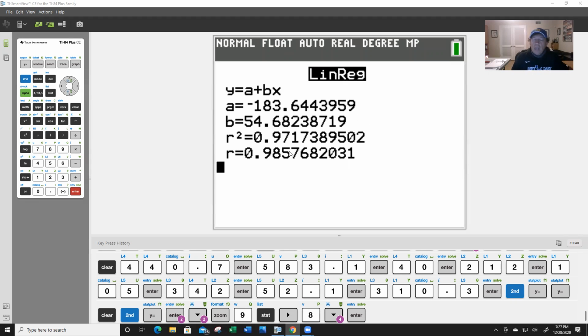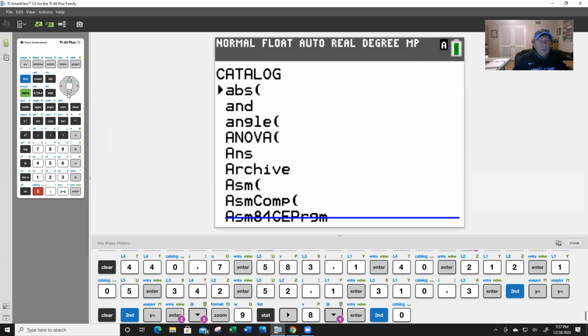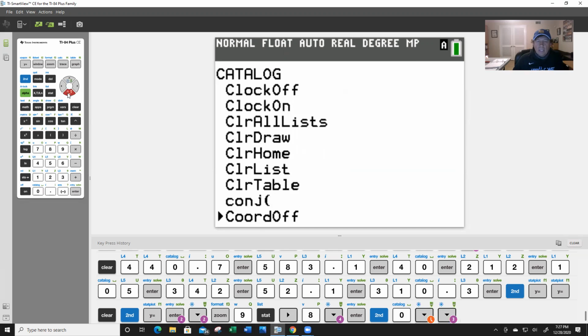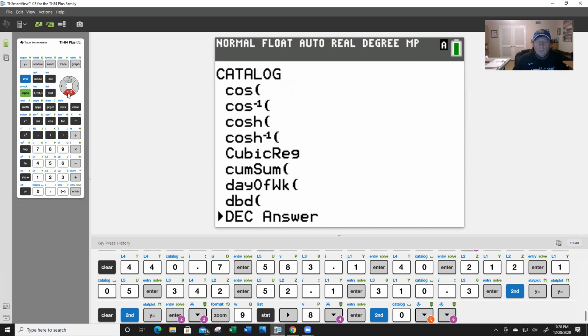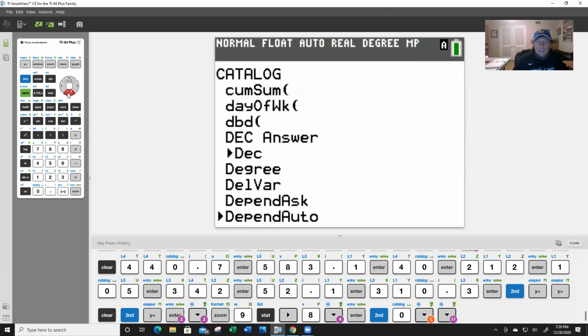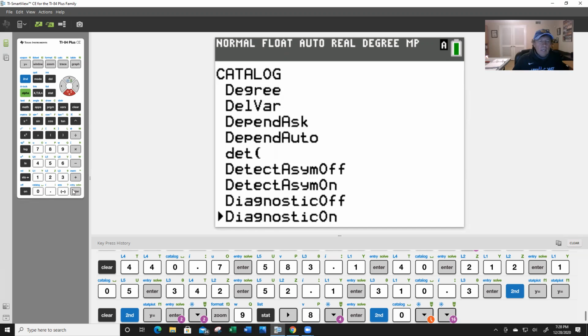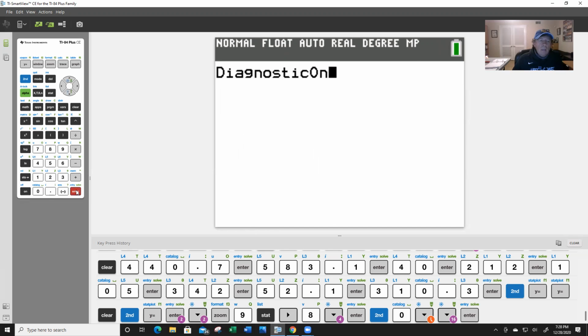Okay. So great. By the way, if your R squared and R do not come on, let's check that out. Go second catalog, which is the 0 button. Then you're going to go down to diagnostic on. It's a D, diagnostic on. Okay, and you're going to hit enter. Hit enter again until it says done. And now your R squared and R should come on. Mine was already activated, so it was ready to go.